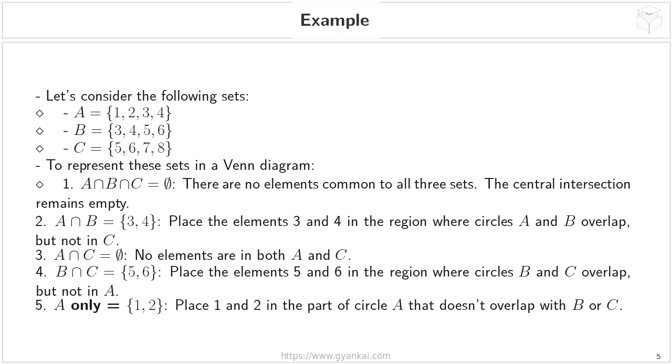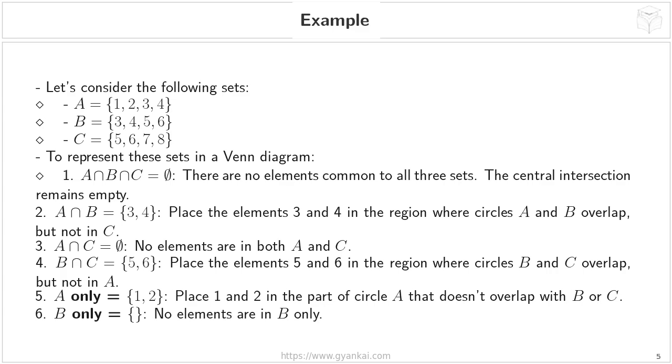These are the elements that belong to A only, so we place them in the part of the circle that doesn't overlap with B or C. Next, let's find the elements that are only in B. Looking at set B, we have 3, 4, 5, and 6. We've already placed 3 and 4 in the intersection B region, and 5 and 6 in the B intersection C region. This means there are no elements left that are only in B, so B only is the empty set.